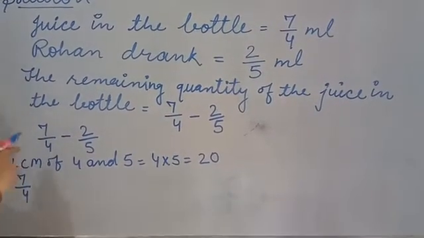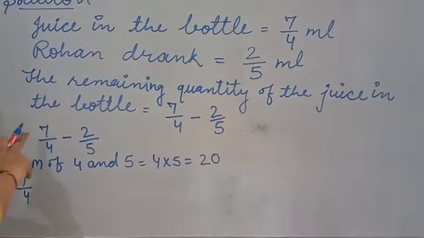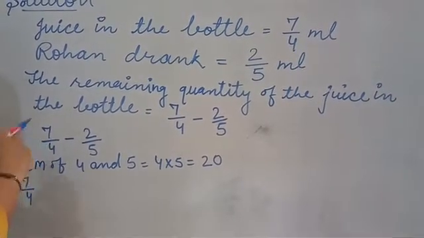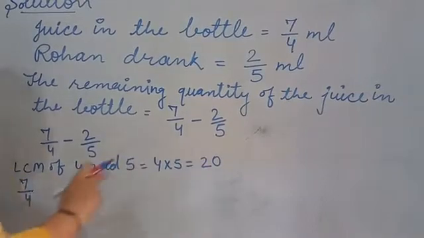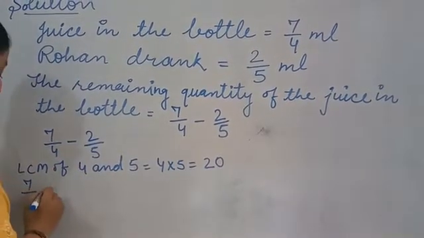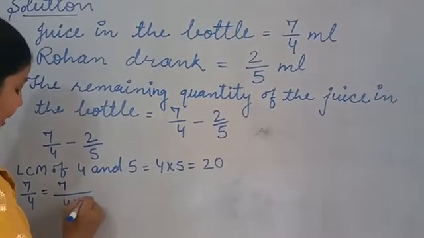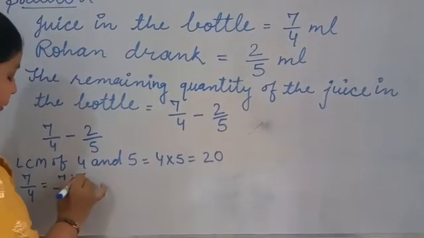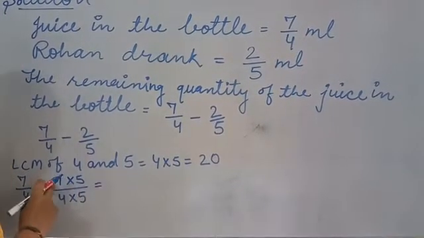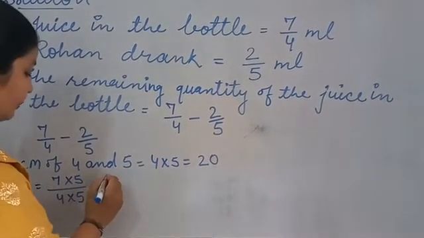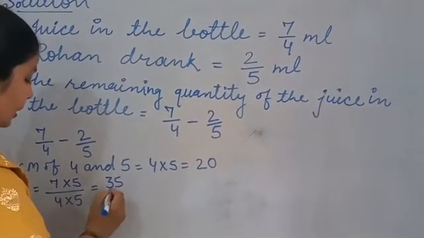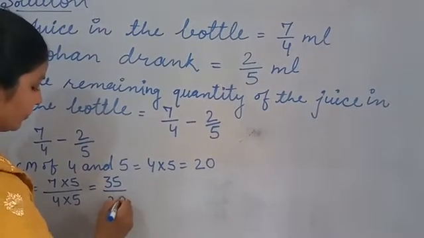Okay, हम इनके equivalent fraction write करें. So 7/4 is there. So how can 4 become 20? 4 को हम 20 कैसे बनाए? Multiply by 5. So 4 multiply by 5 and 7 also multiply by 5. So 7 5s are 35 and 4 5s are 20.